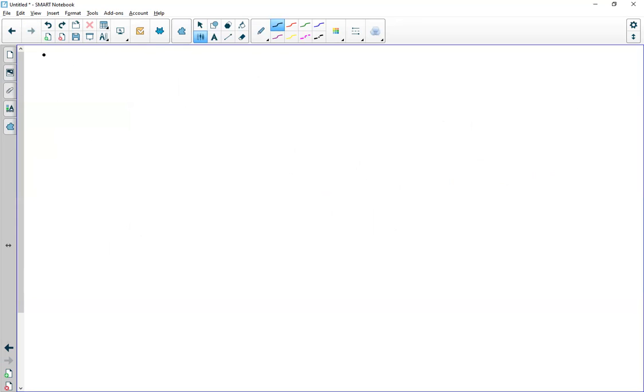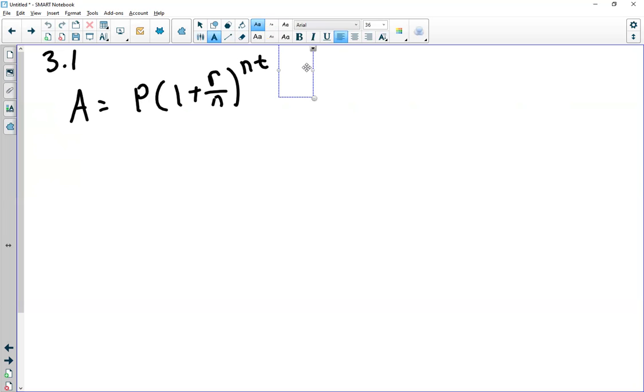All right. Also in 3.1, we have the compound interest formula: A equals P times (1 plus R over N) to the NT. I've already listed in the past what the values are. So I'm just going to make up a question real quick.